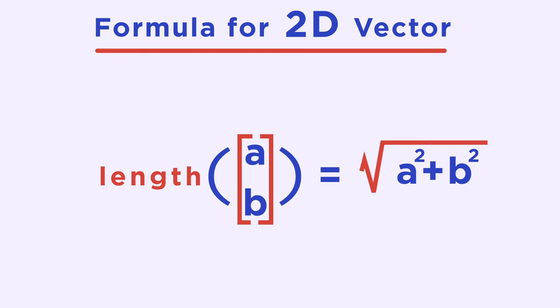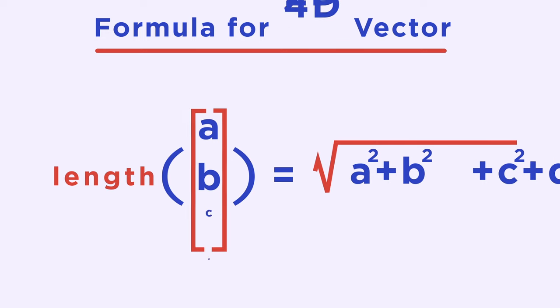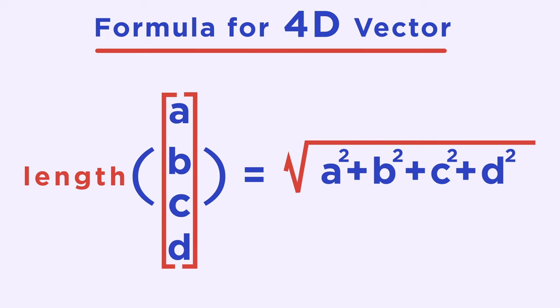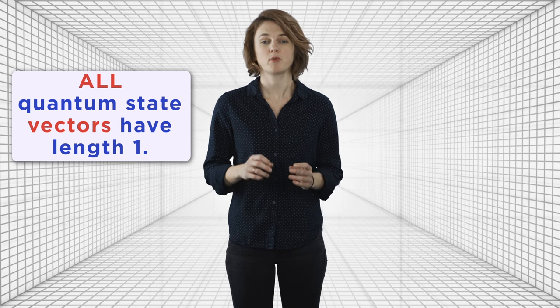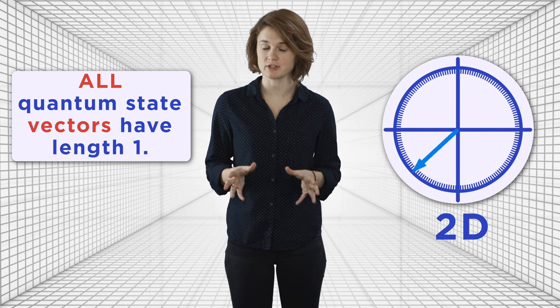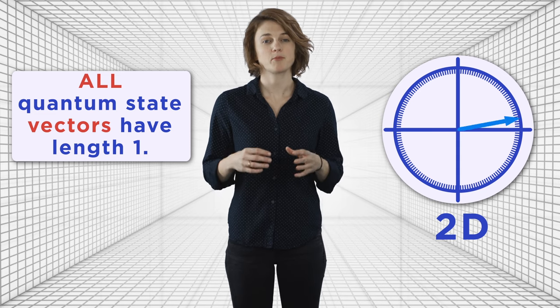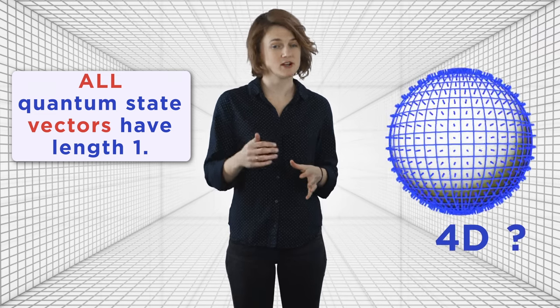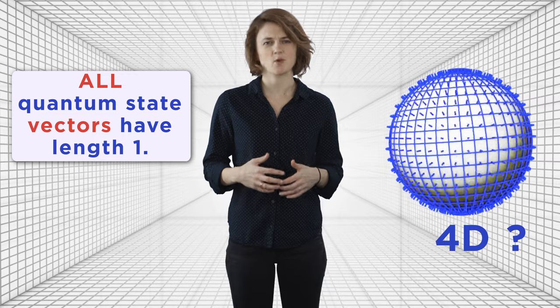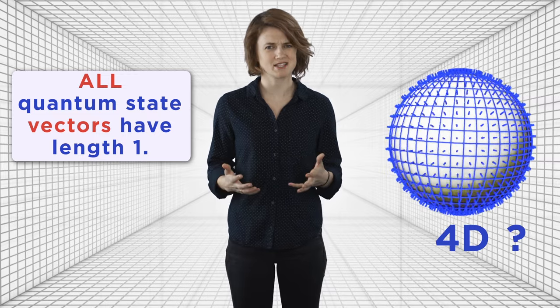The formula for the length of a two-dimensional vector easily generalizes to the formula for the length of a four-dimensional vector. So, as we said before, all the quantum state vectors have length one. The two-dimensional vectors point to a spot on the unit circle in two-dimensional space, and these four-dimensional vectors point to a spot on the unit sphere in four-dimensional space, which makes it awfully hard to visualize.